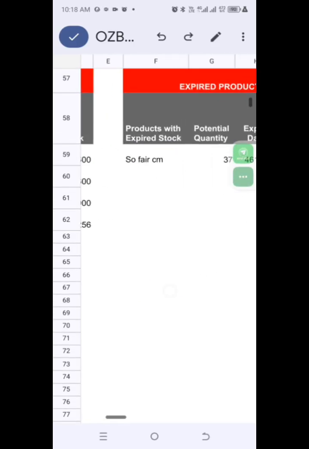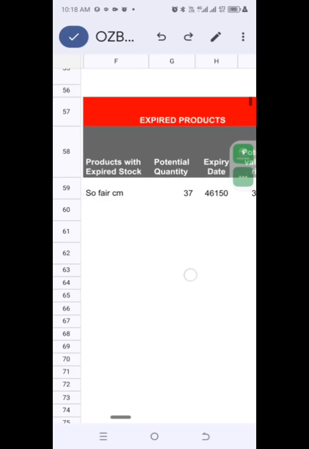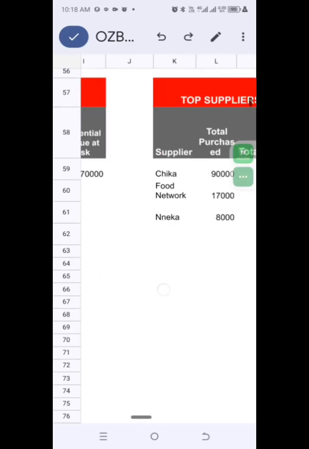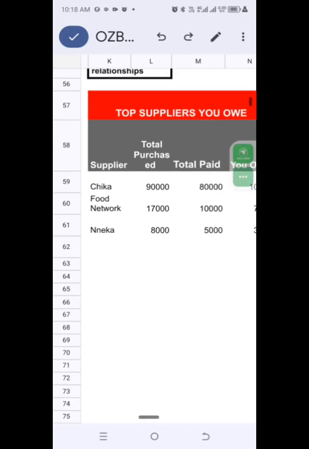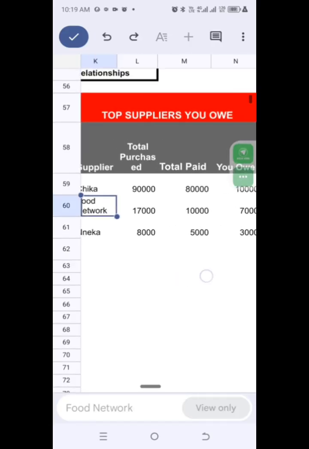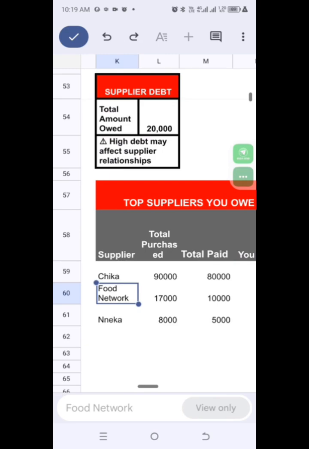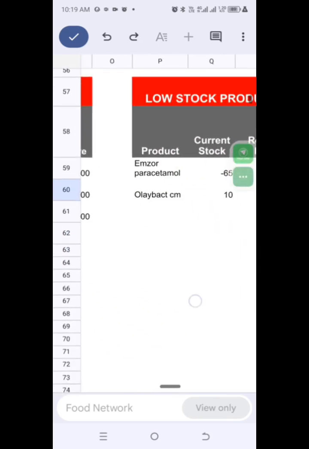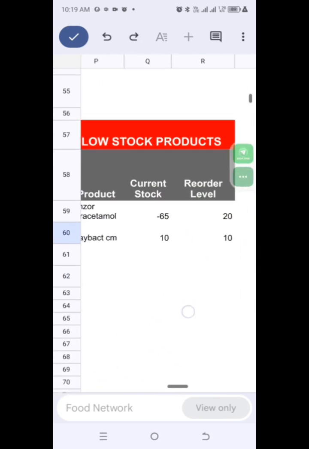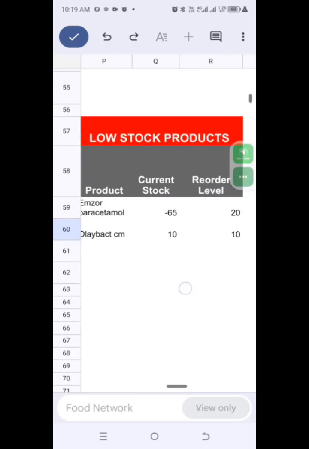Then we have expired product. We already saw this in our inventory. We had one expired product. We have top suppliers you owe. You can see the food network we registered just now, and these are other suppliers this business person is owing. So this business person in total is owing 20,000. Low stock. Now you can see products that are in low stock.